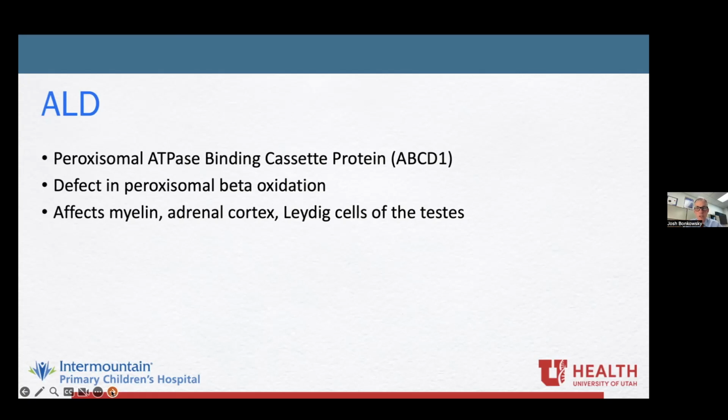Of course, historically and the way we think about these diseases, it affects the brain, affects the white matter, the myelin. ALD also affects the adrenal cortex. So men are at risk for something called Addison's disease. The stress hormones aren't working. It can also affect the testes and affect sperm production.